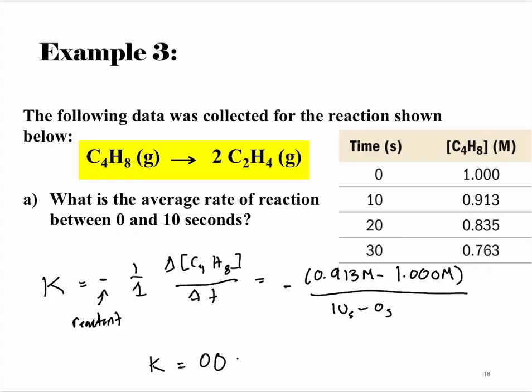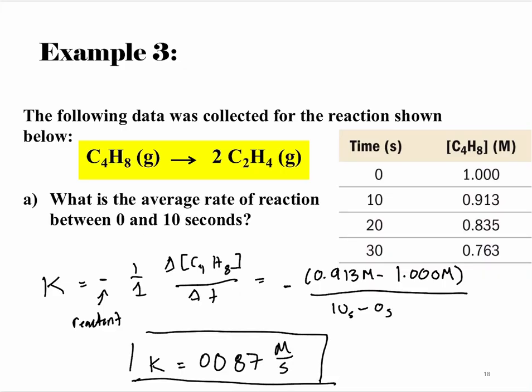0.0087. What are the units of rate of reaction? Molarity over seconds, right? So it's going to be molarity per second. Right, so that would be the average rate over this time interval.